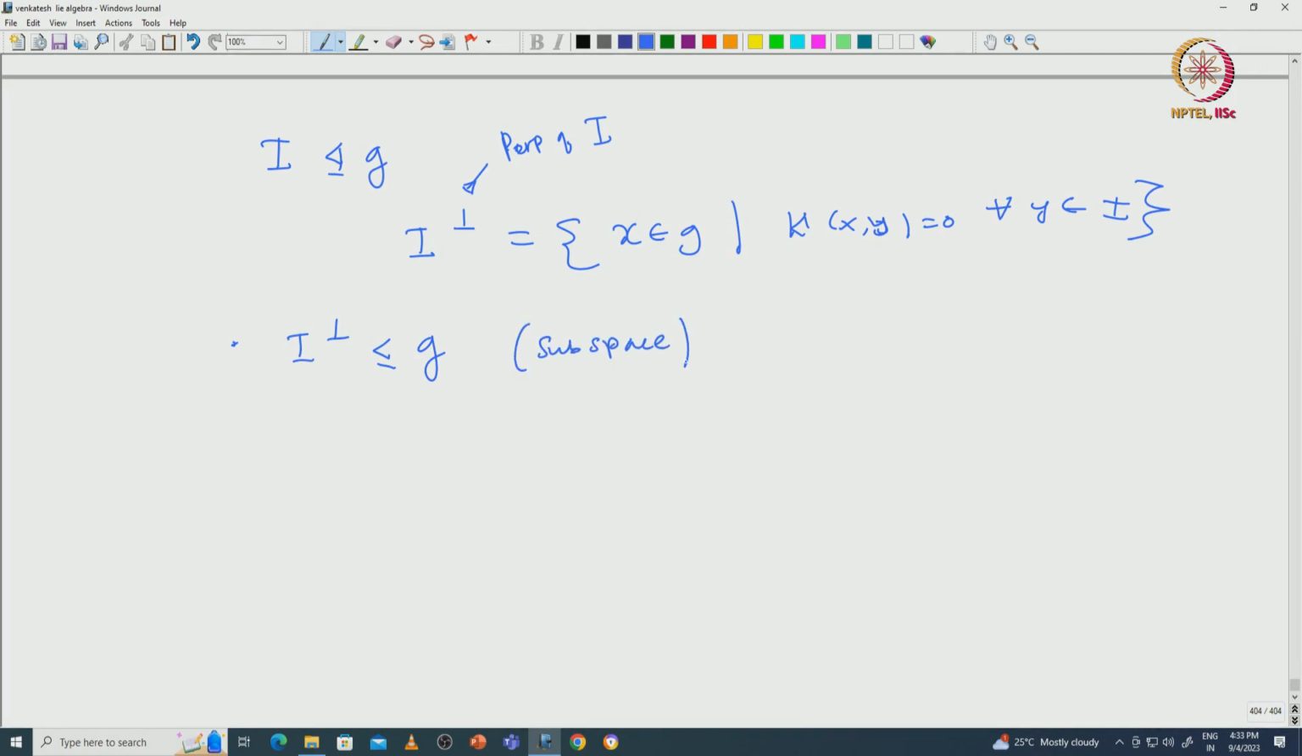So, one can, using the associativity, prove that I perp is indeed an ideal inside G. So, let us check that. Let x be in I perp and y in G. We need to claim that the bracket x y is inside I perp. How can one prove this? Let us do the computation.